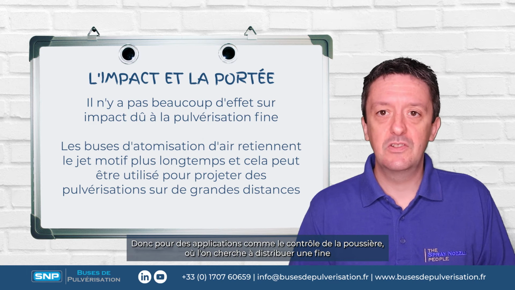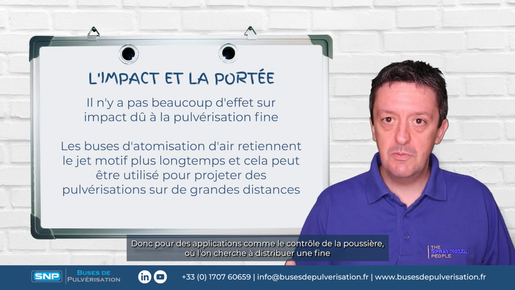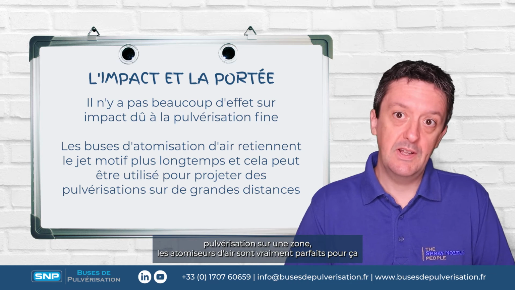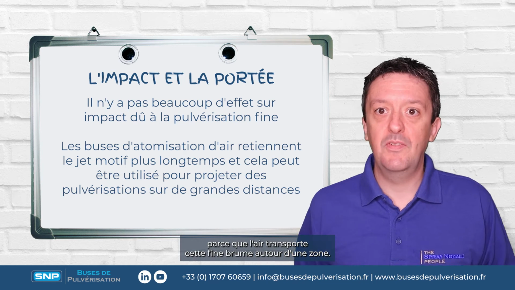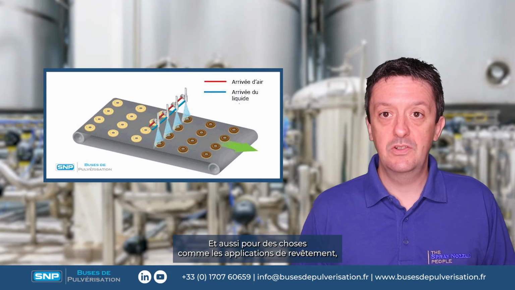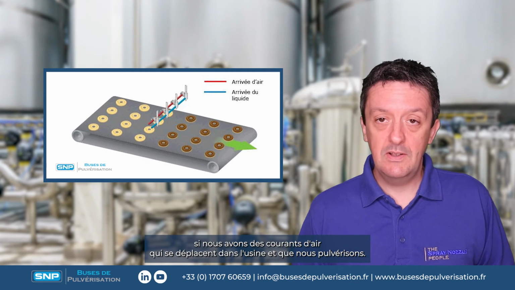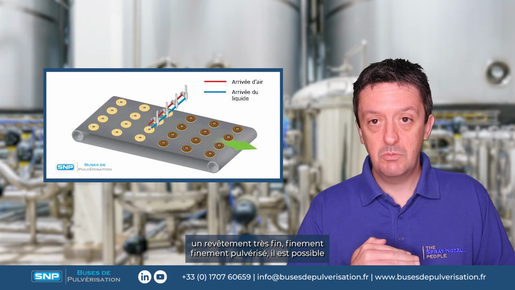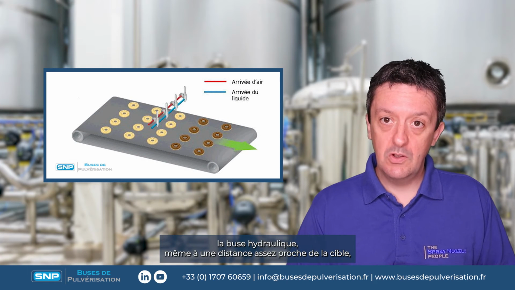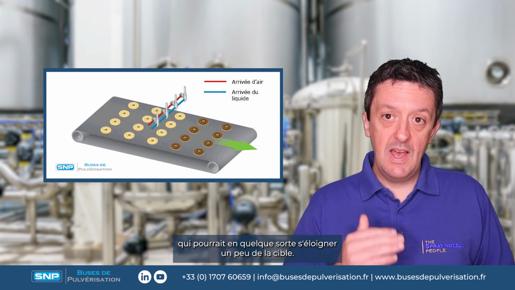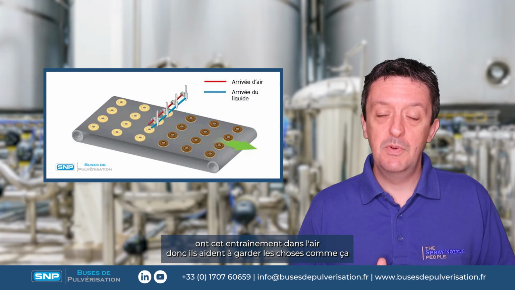So for applications like dust control, where we're looking to distribute a fine spray over an area, air atomizers are really great for that, because the air carries that fine mist around an area. And also for things like coating applications, if we've got air currents moving around in the factory and we're spraying a very finely atomized coating spray, it's possible with a hydraulic nozzle, even quite close to the target, that could kind of get wafted off target a bit. Air atomizers have that entrainment within the air, so they help to keep things like that on target.